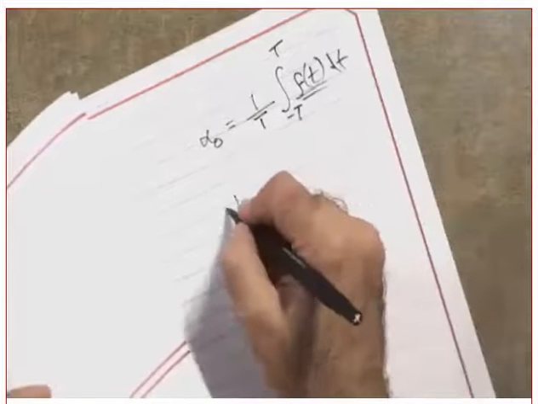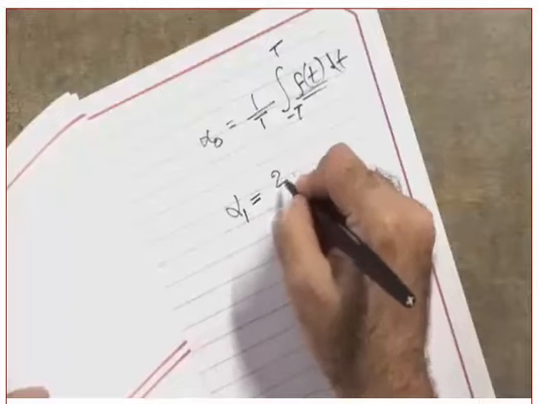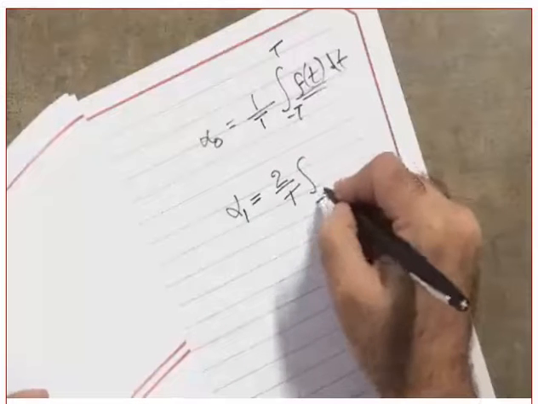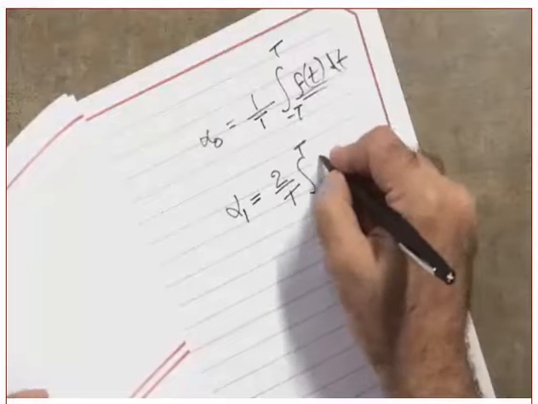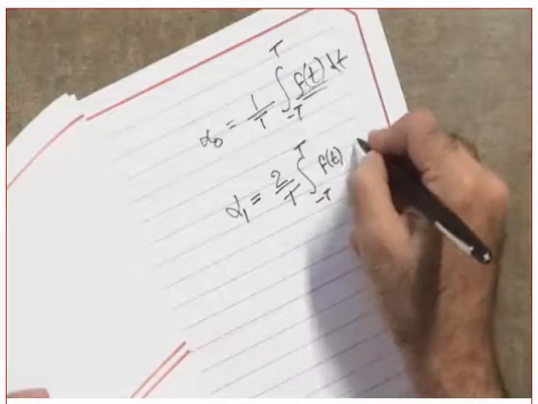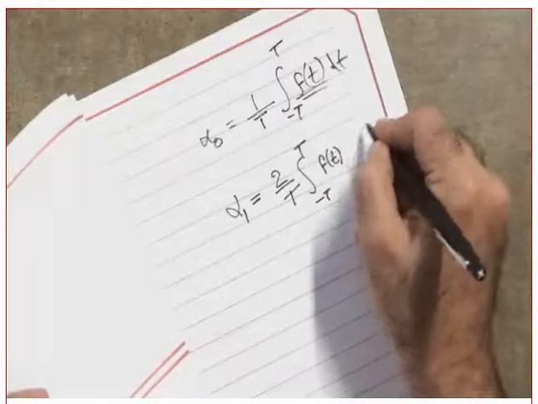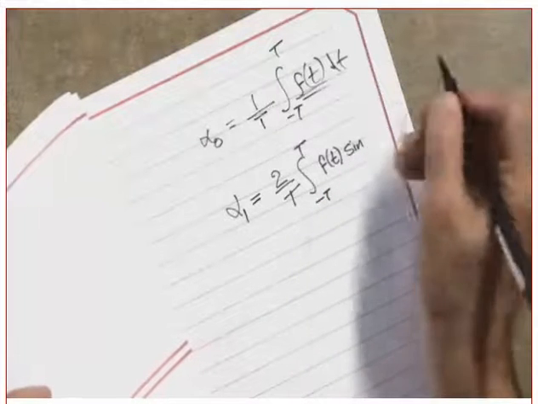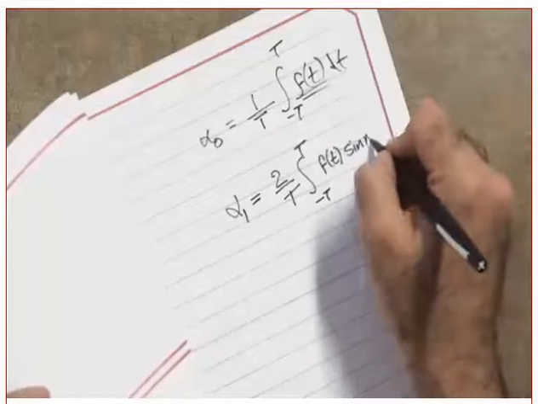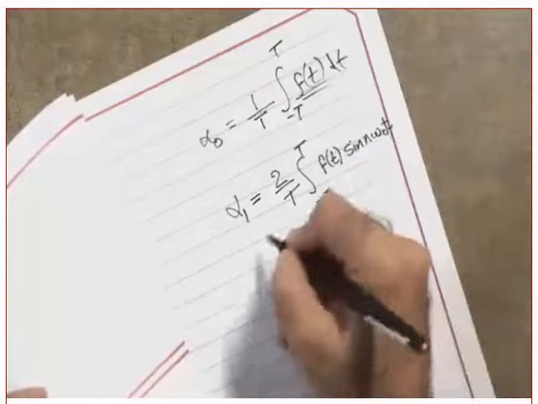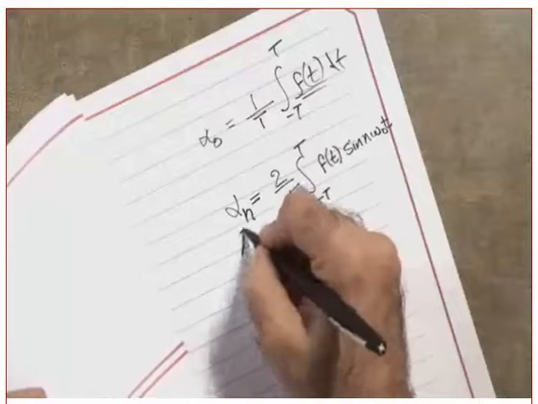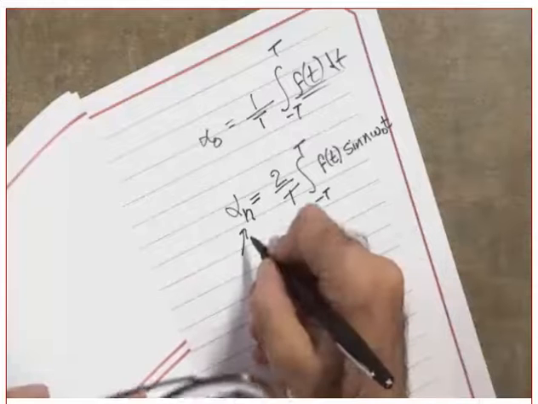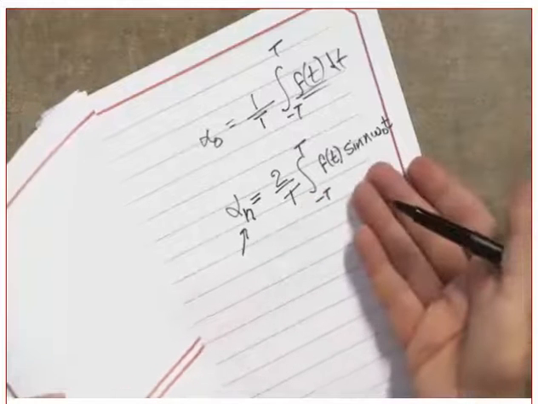Okay. What is alpha 1? It's 2 over T, integral from where? Sine or cosine, depends on whether it's odd or even. Sine n omega naught t. This is alpha n. What is alpha n? The nth harmonic component. Yes? Does this ring a bell or not?